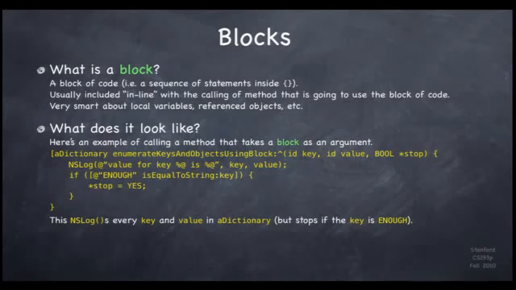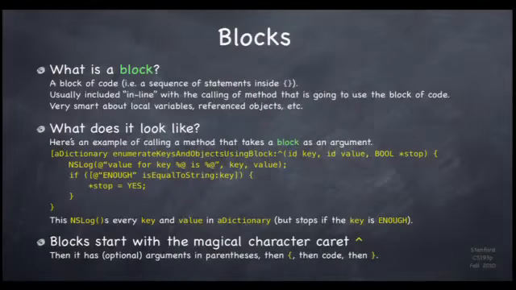Why does it stop the enumeration? That's just how this method, enumerate keys and objects using block, defines the use of its block, right? It passes you this pointer to Boolean, and it just says, if you want to stop me executing this block, dereference this stop thing and make it yes. So that's just how it defines it, okay? It could have other ways of doing that, but that's the way it decides to do it, okay?